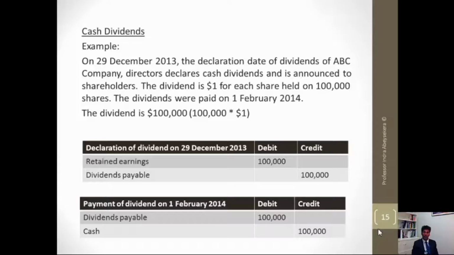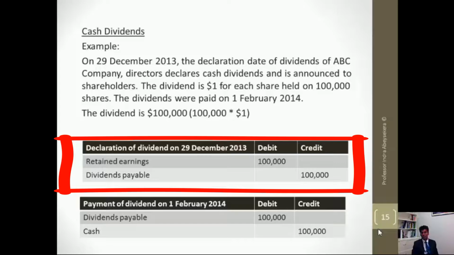before payment. When it is declared by the company directors to the shareholders, either in a meeting or in writing, we credit dividend payable because that is something that has to be given away. And we debit retained earnings, that is going to decrease retained earnings. So part of the shareholders' equity is being given away, retained earnings.